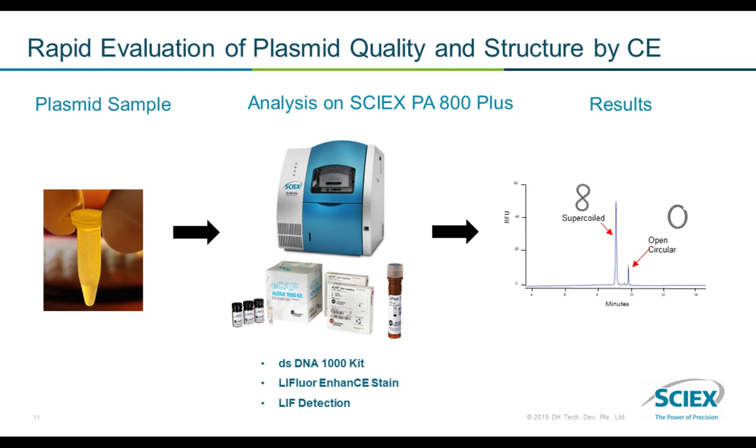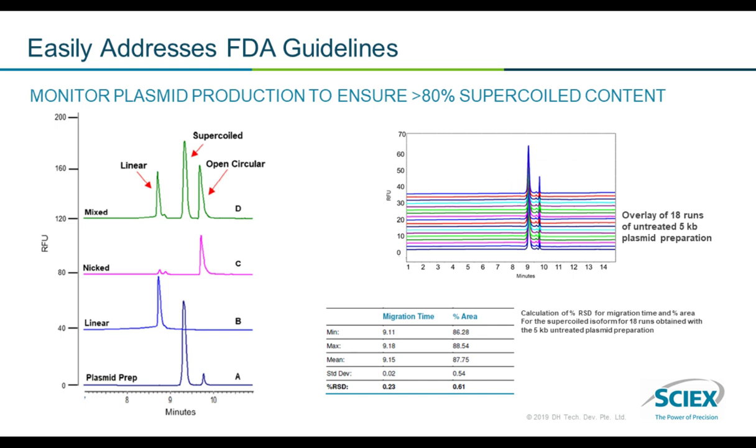For plasmid quality and structure analysis, you have the plasmid sample here, and then you use the Sciex P800 Plus system, and we have a kit to analyze this, which is the dsDNA 1000 kit. For detection using LIF, you can use an intercalating dye. This cartoon is just showing what kind of separation you get. On the right side, you can see a baseline resolution of supercoiled to open circle. Let's get into detail of that a little bit.